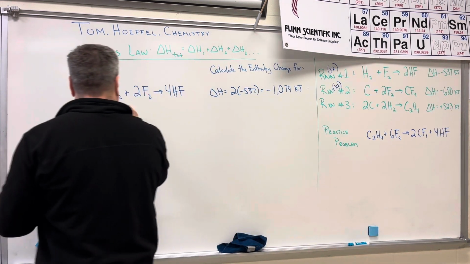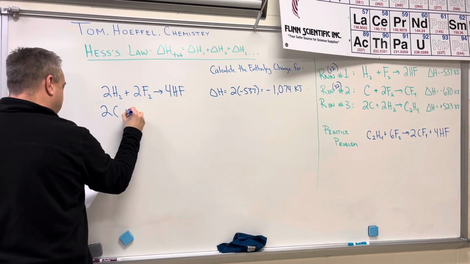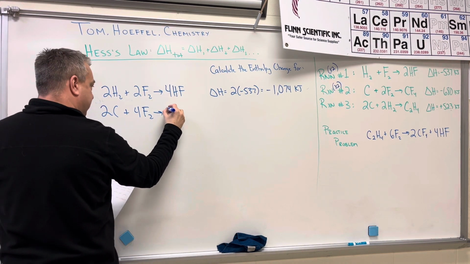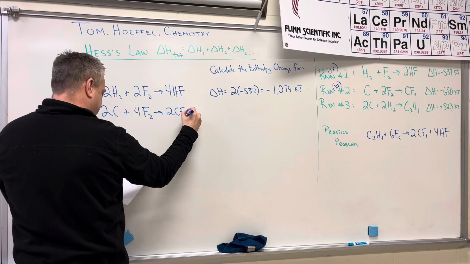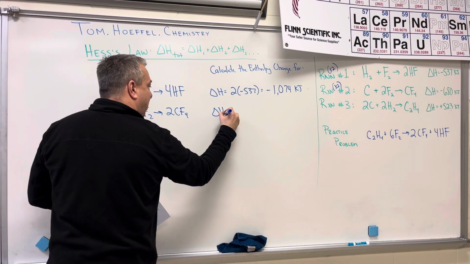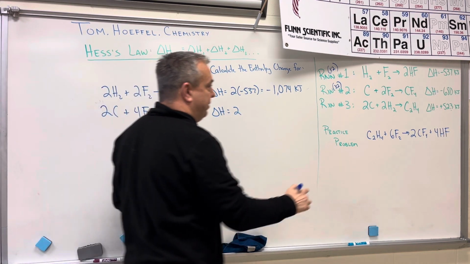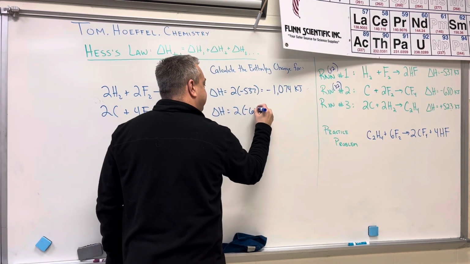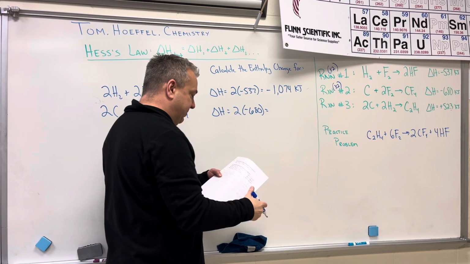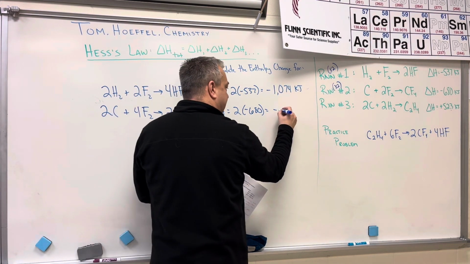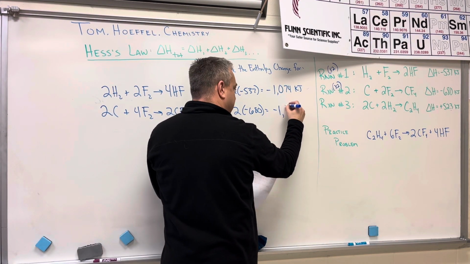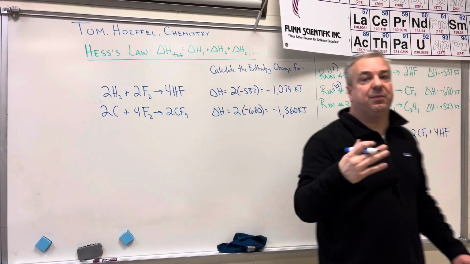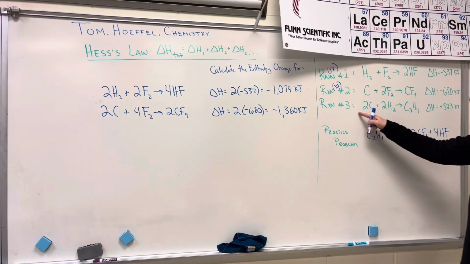Let's go ahead and do that. That's going to be a 2, this is going to be a 4, and this is going to be a 2. And what I did is I just multiplied that reaction by 2. So I'm going to have 2 times the negative 680. And 2 times negative 680 is negative 1,360 kilojoules.